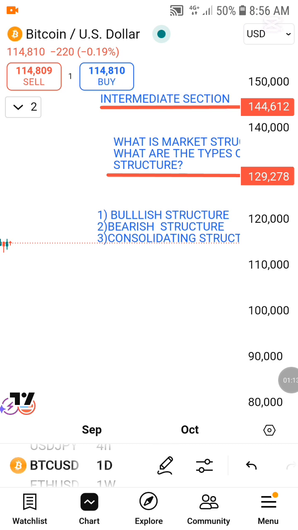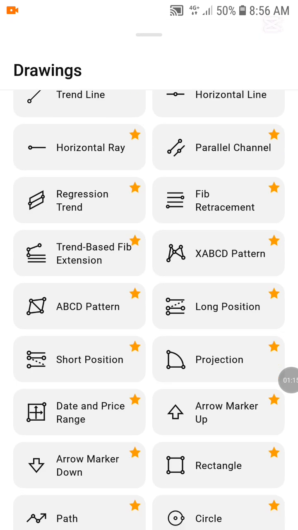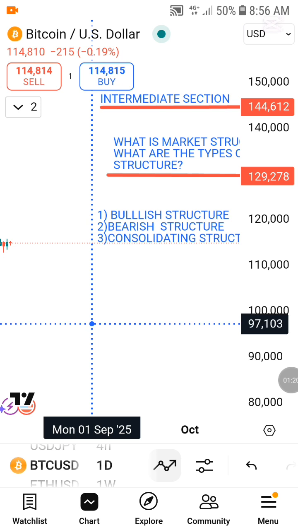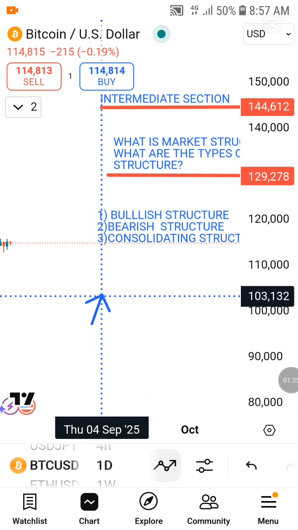Bullish structure is the type of market structure that creates higher high and then higher low. What that means is that the current high is always higher than the previous high, and then the current low is always higher than the previous low. That's what it means. Can you see?